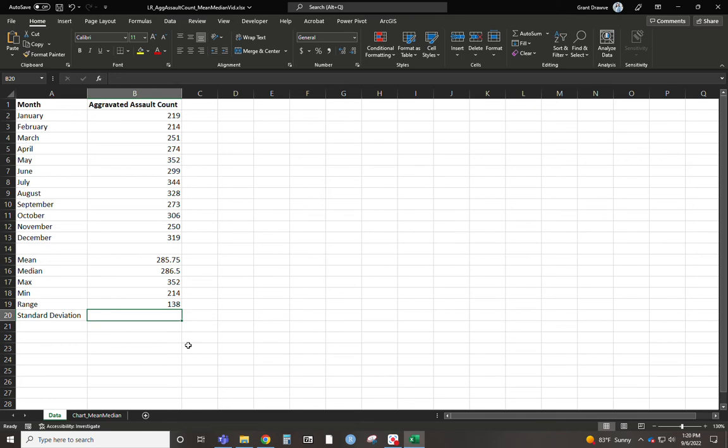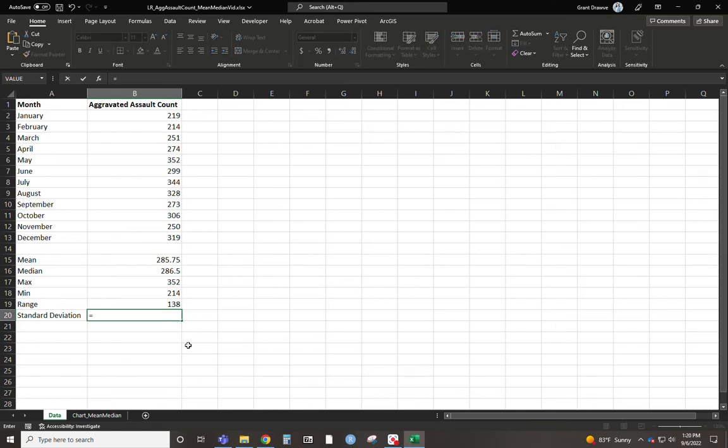So even though we know the range of our 12 months, we don't know how much variability is within that. We know our typical month has about 286 agasalts. With that, though, we don't know the variability of what's around it. We know the min-max of 214 to 352, the range, but we don't know what that means for the values inside, and that's why we use standard deviation to get at the variability.